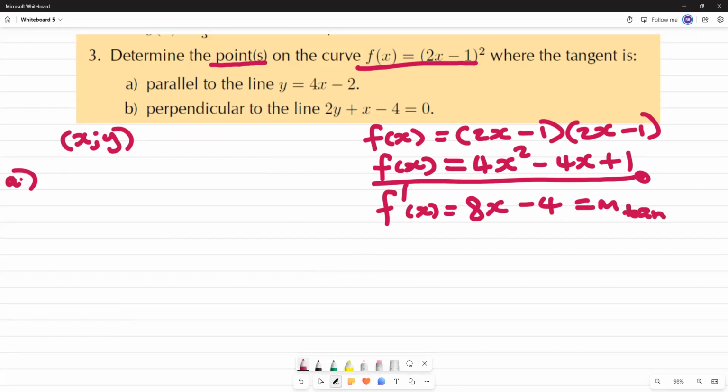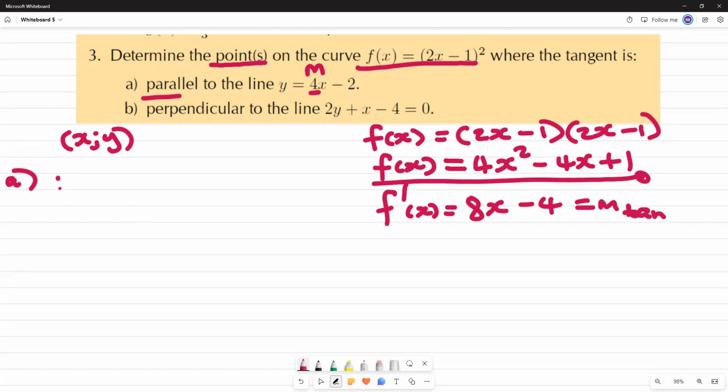On A, they want us to determine the point where the tangent is parallel to this line. So this tangent is parallel to this line, which means the m of the tangent is 4. Remember, parallel lines share the same gradients. So if they tell you 2 lines are parallel, you have to pick that the gradients are the same.